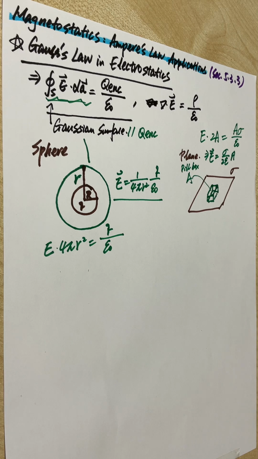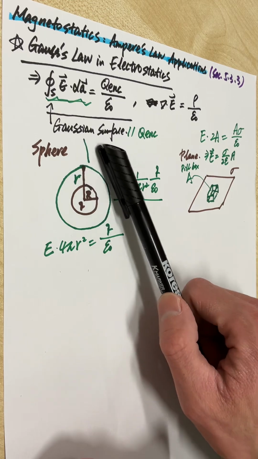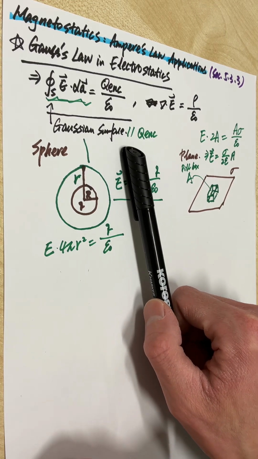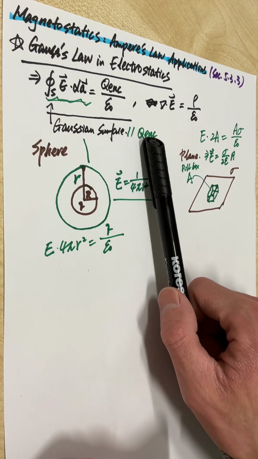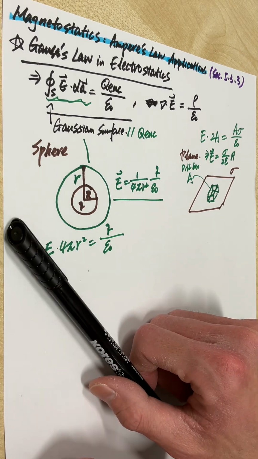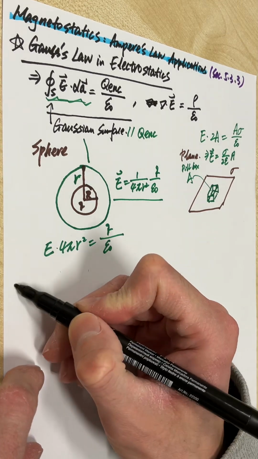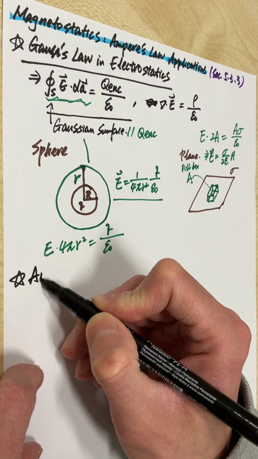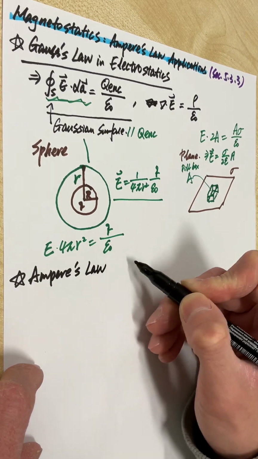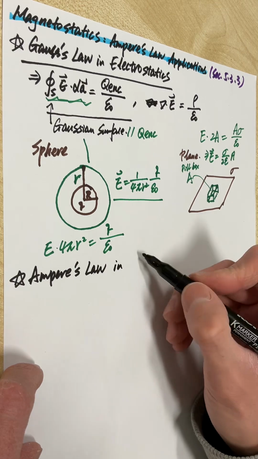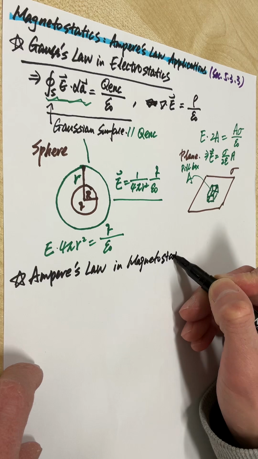Okay, so we have Gauss law, and we learned how to find the Gaussian surface. That's the key. The way is to find the surface that's parallel to the uniformly charged material. So now we have Ampere's law, in magnetostatics.